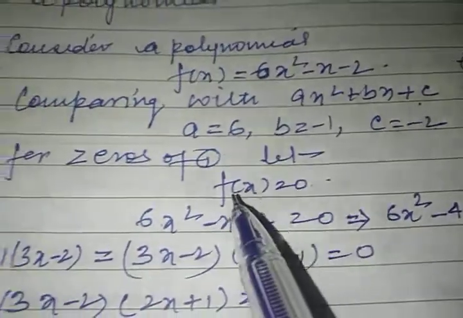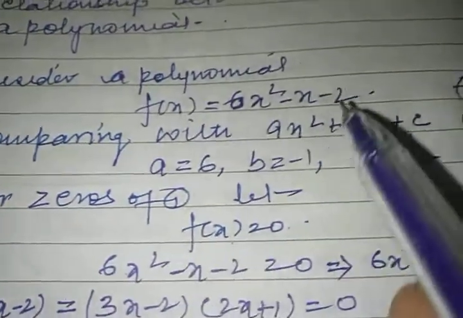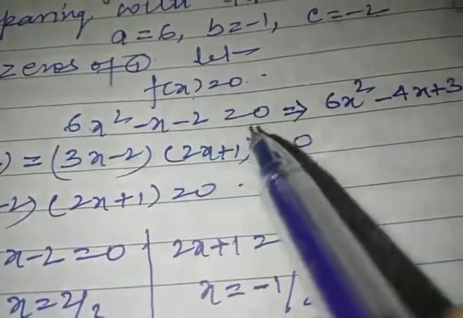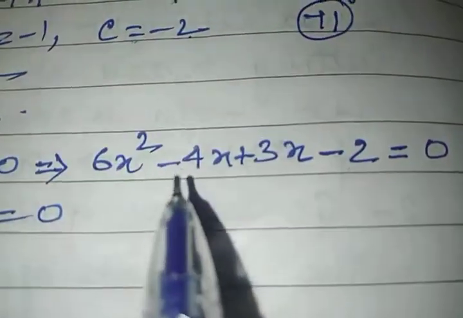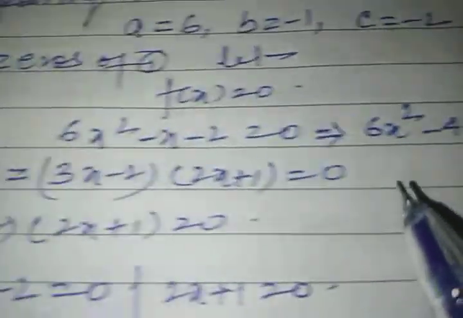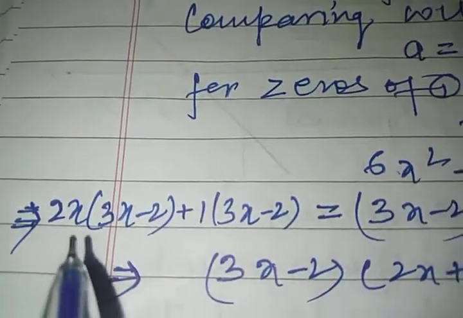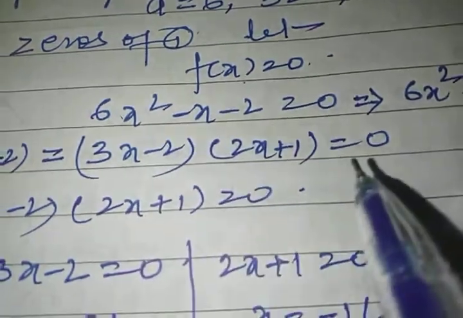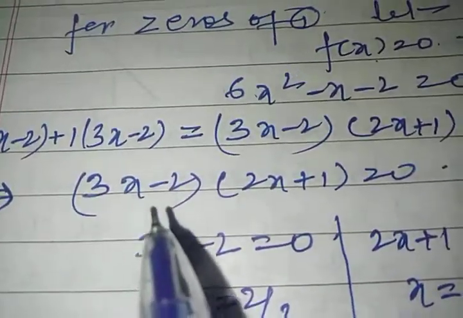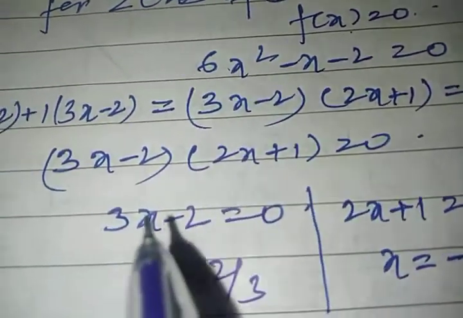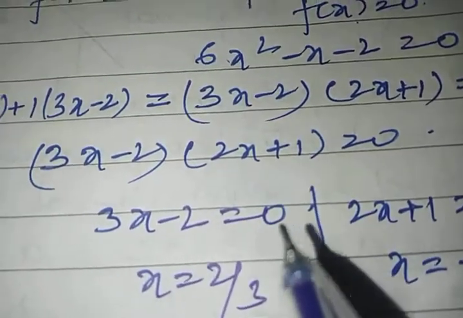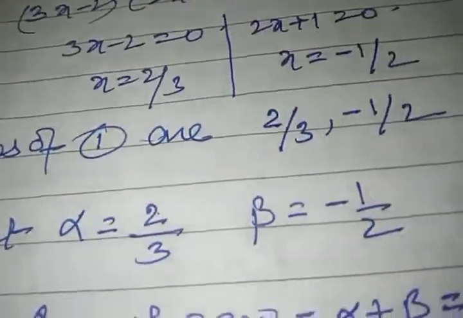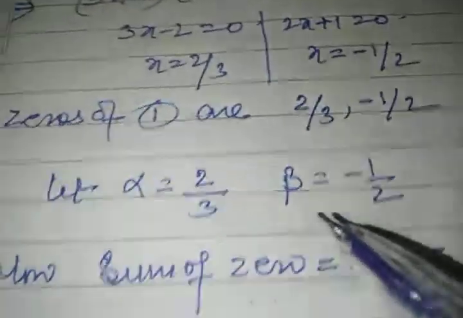For the zeros of this polynomial, we put f(x) = 0. By splitting the middle term and then taking 2x common, we finally reach (3x − 2)(2x + 1) = 0. So either 3x − 2 = 0, giving x = 2/3, or 2x + 1 = 0, giving x = −1/2. So the zeros are 2/3 and −1/2.